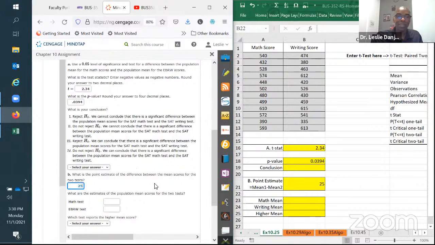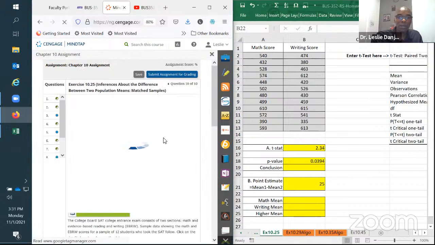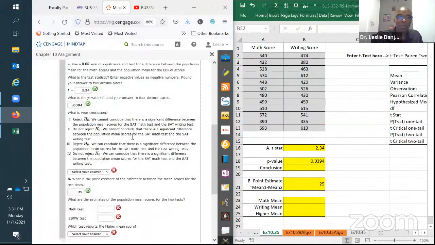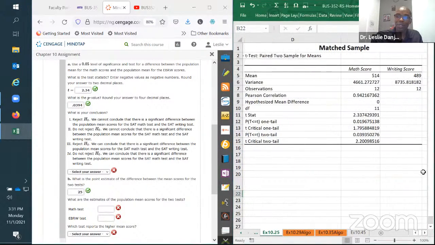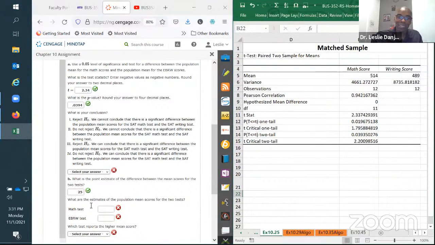All right, and then you guys can do this. What are the estimates of the population mean? You can figure that out, but let me check my work just to make sure. Bam, bam, and bam. So the math mean, you just scroll over. What is your math mean? You plug that in and so on and so forth. Hopefully that makes sense to you all.